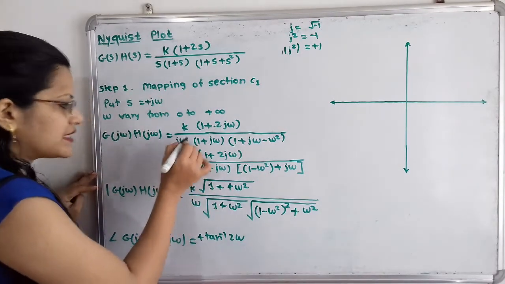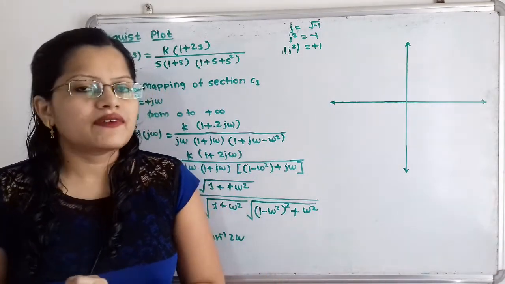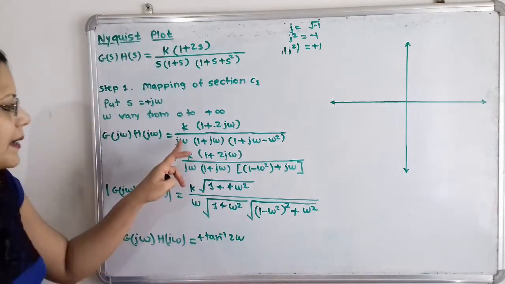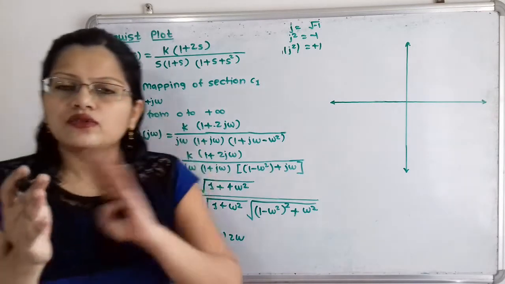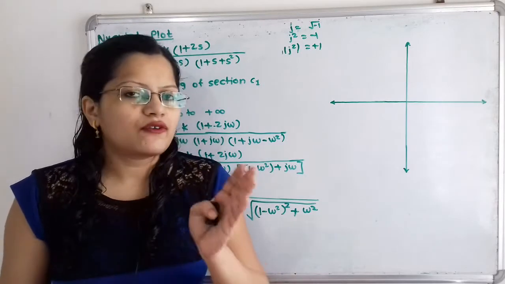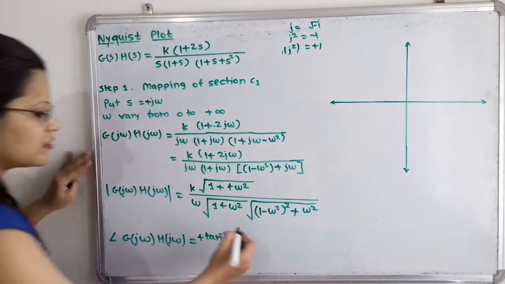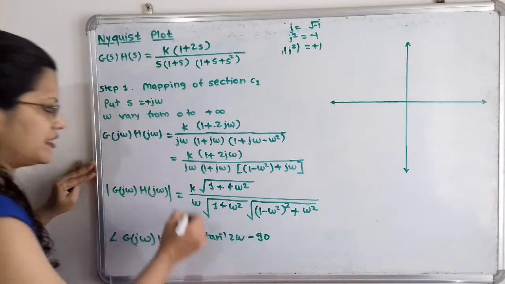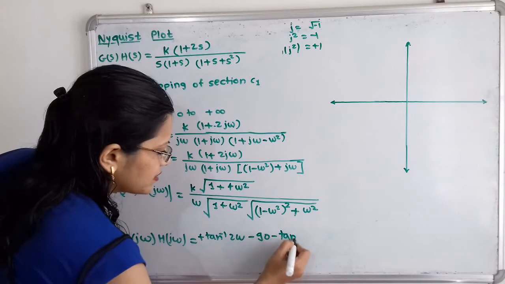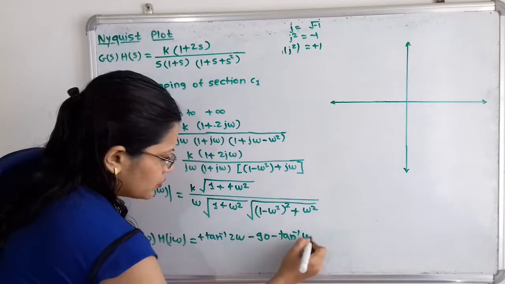Then for this j omega, this term is in the denominator, so we will take the minus sign. So minus tan inverse of omega by, now there is no real part, so omega by 0. Omega by 0 means infinity. And what is the value of tan inverse of infinity? That is 90. But this term is in the denominator, so I will directly write minus 90. Then we move to the next term. This term is also in the denominator, so I will write minus tan inverse of the imaginary part by the real part, that is omega by 1, that is only omega.